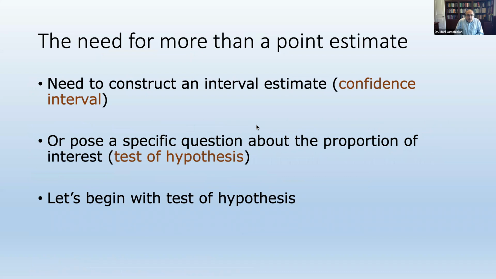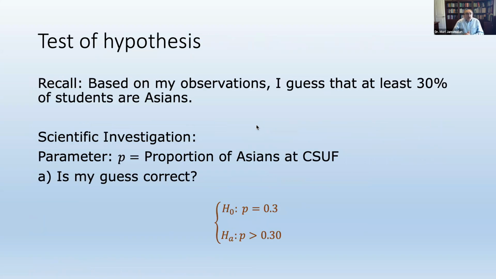All right. So what can we do? We need to come up with confidence intervals or tests of hypotheses, right? So let's begin with tests of hypothesis here. Remember our problem here. Our problem is about the proportion of Asian students at Cal State Fullerton. My guess was that at least 30% of the students are Asian. And we are going to do a scientific investigation, meaning that I'm going to pick a random sample here. And the parameter of interest is the proportion of Asian students at CSU.